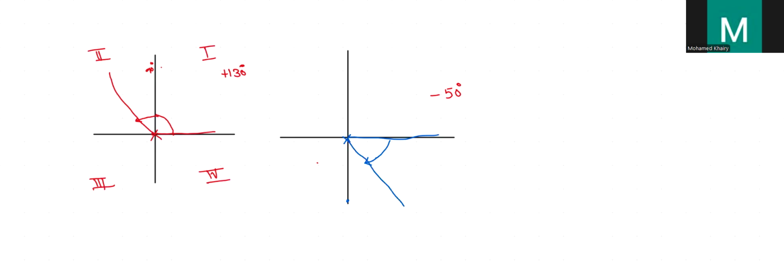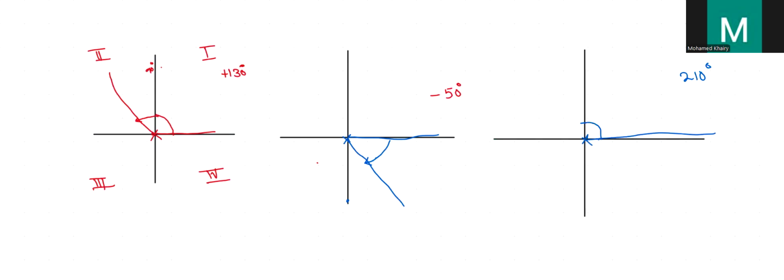Let's have the last example. If I ask you to graph 210, I mean positive 210. Again, vertex at the origin, initial side on the positive x-axis, then rotate until you finish 210. Till this point, you finished 90. Continue here: this is 90, 180, then till this point, I have 210. So we will be in the third quadrant.